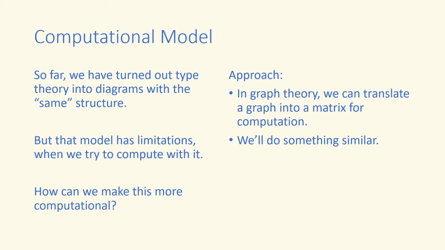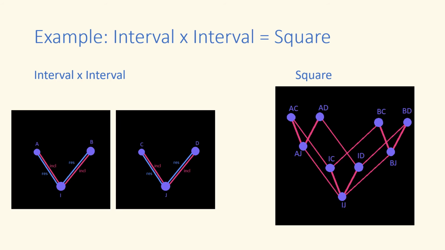In graph theory, one approach is to translate your graph into an adjacency matrix for computation. We'll do something similar here, translating our diagrams into matrices which store the same data. We'll explain the formal definitions of operations in our next talk, but for now, we'll explore two examples to get the flavor. The first is a product of two intervals is a square.